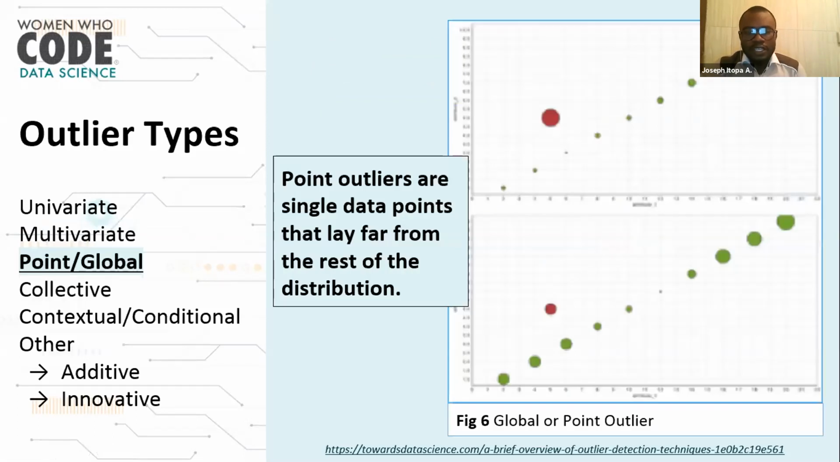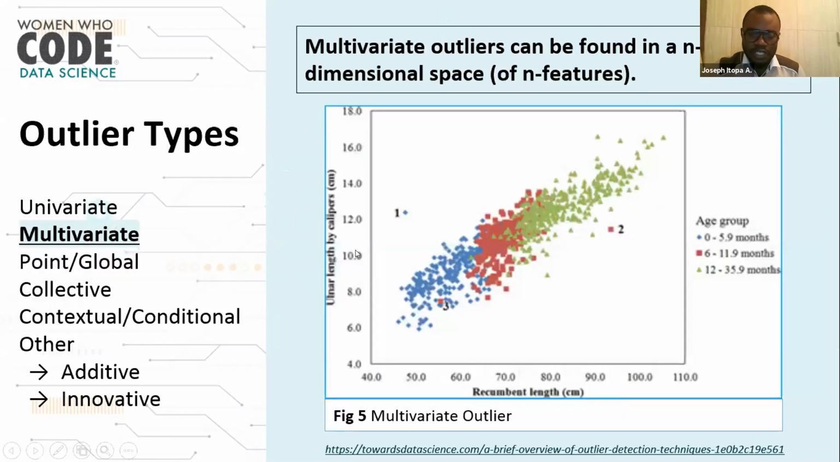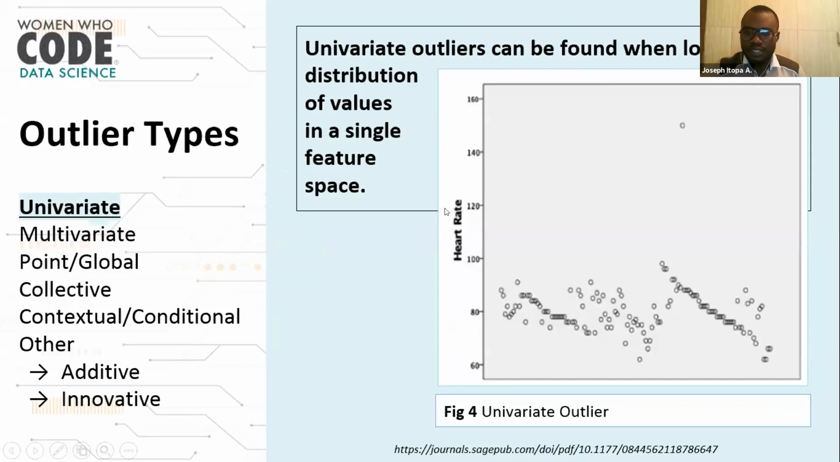Then we have point outliers. And for point outliers, you may start thinking, what is the difference between univariate outliers and point or global outliers? The difference is not quite much, but it's very clear. How? You take a look at the feature space here. You have two features, and then you have this data point standing away. That is an example of a point outlier. But for univariate, permit me to take you back. For univariate, you have this feature. It's only a single feature. And then you have the outlier over there.